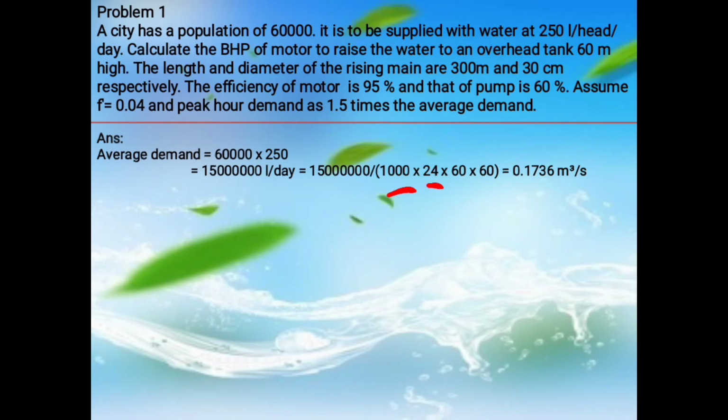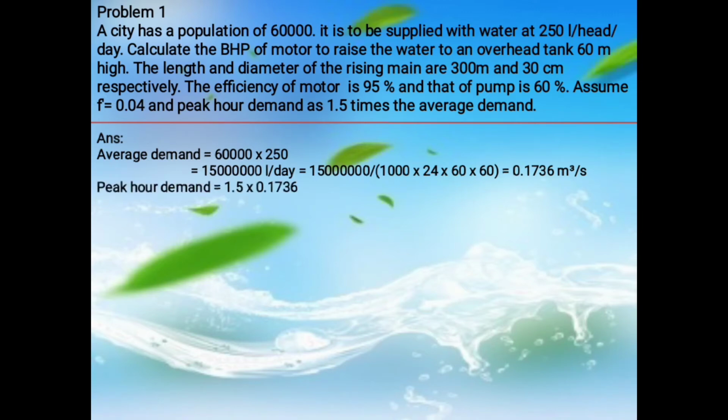That is 1 day equal to 24 hours. Then again 1 hour equal to 60 minutes and 1 minute equal to 60 seconds. Therefore, average demand equal to 0.1736 meter cube per second.